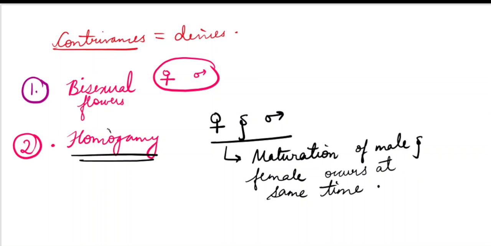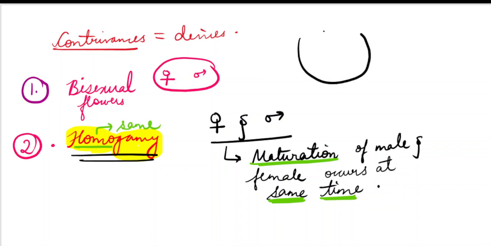So we say it as homo. What is the meaning of the word homo? Homo means same, and gamy means at the same time both are getting mature. So if both male and female are getting matured at the same time, then what will happen? Self-pollination will occur. If both are in the same flower, and the male and female both mature at the same time, there will be homogamy.